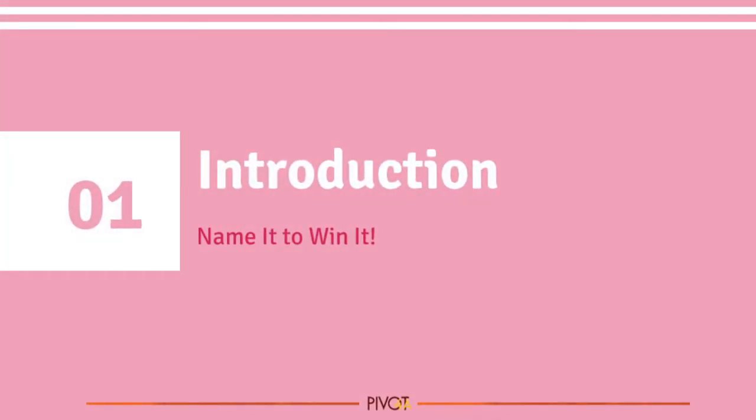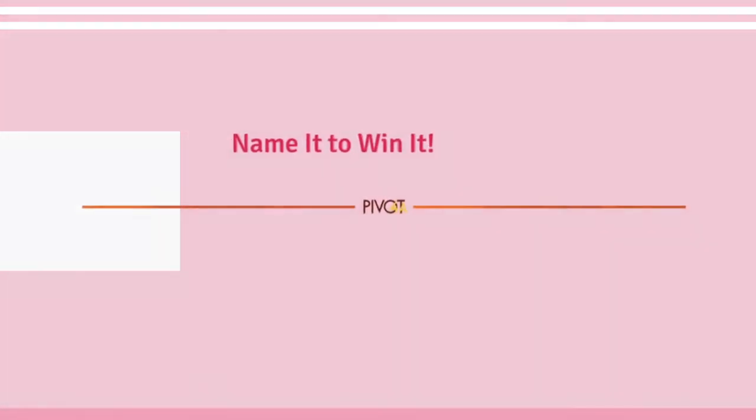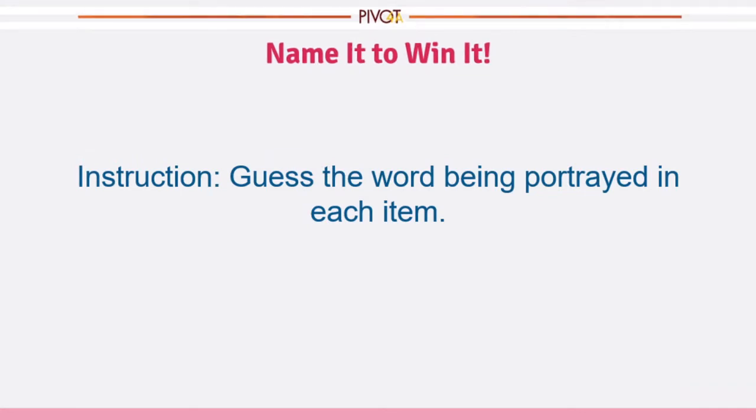Now let's proceed to the first part, which is the Name It to Win It game. This game is like a rebus puzzle. The mechanics is to guess the word being portrayed in each item. In the slides that will be shown later on, you will be encountering pictures and words, and all you have to do is guess the hidden word with those pictures and words. Okay, so let's start.